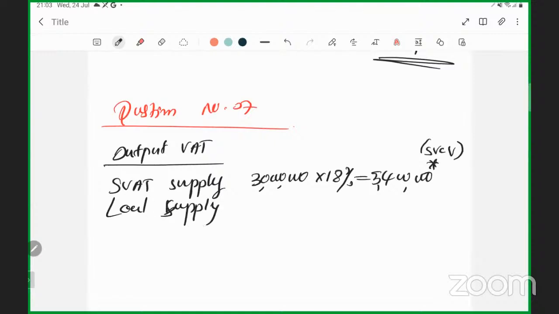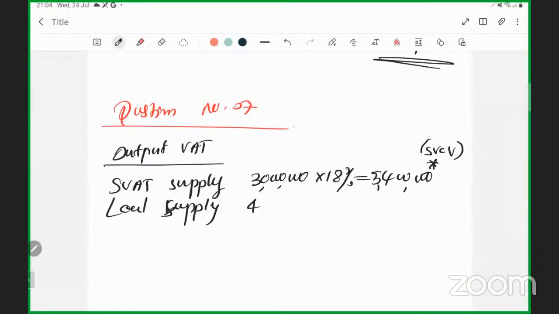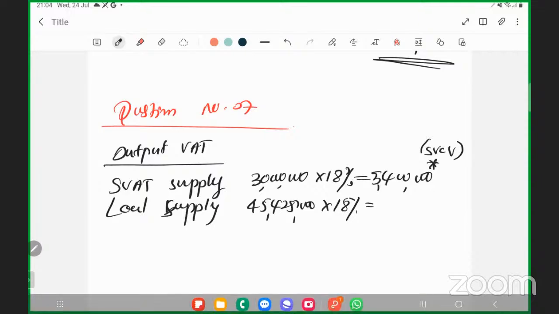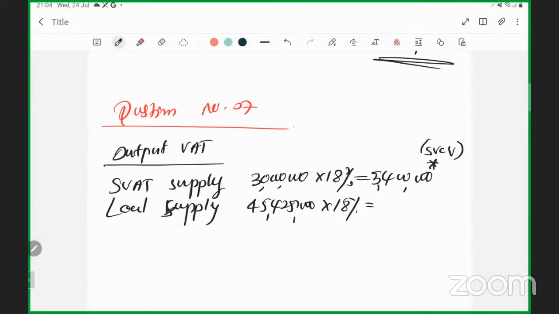The local supply, how much? 45 million 425,000 into 18%. You know that the value is 8 million 176,500.